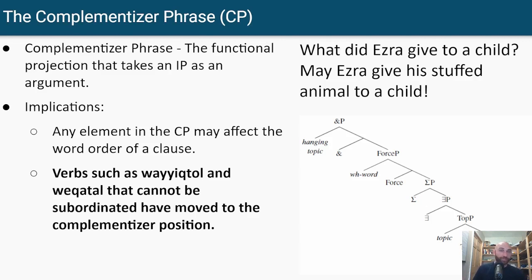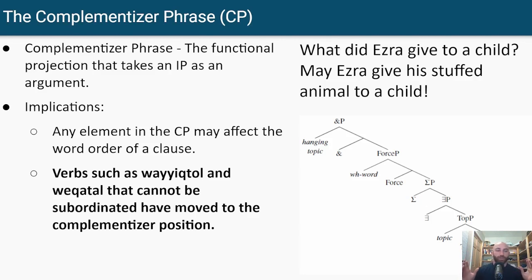So if you remember, let's just say in Hebrew that the subject is in the specifier of the tense phrase, then the order would be subject verb. But if the verb then moves to the complementizer position, it would move past the subject, right? And we know this to be the case. We know that vayiktol is in complementary distribution with ki and asher. So that means that it has moved from V to C. That is the evidence that we would need.